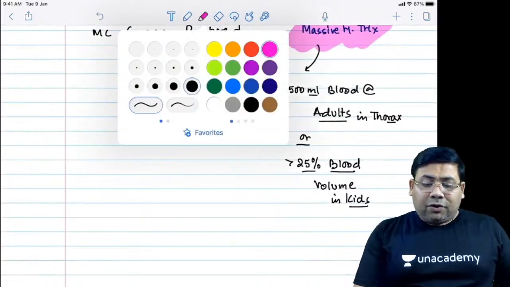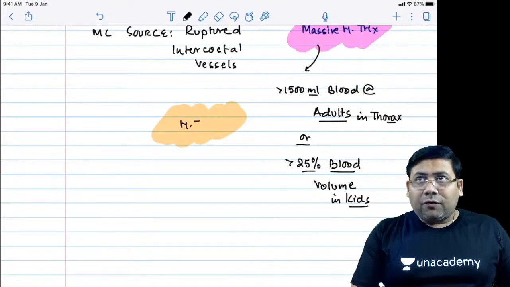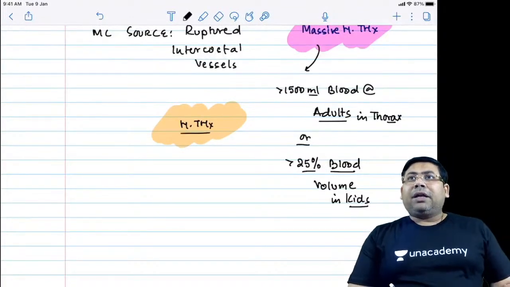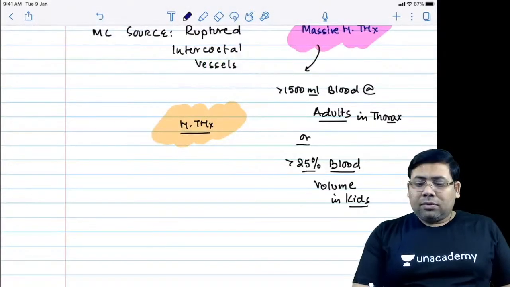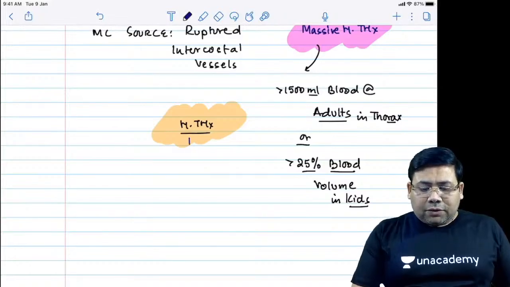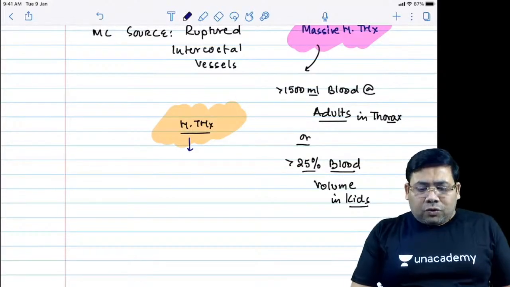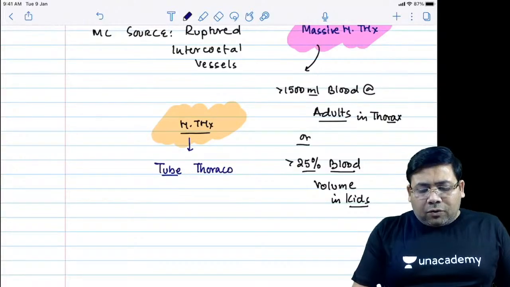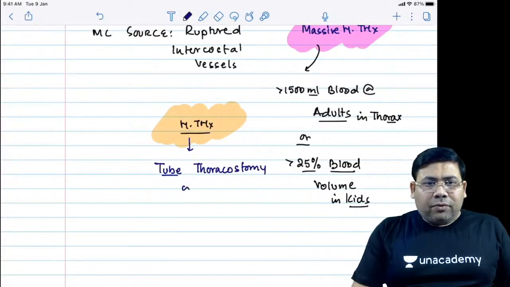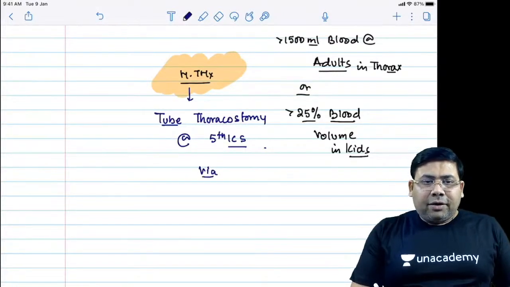Now what is the management of hemothorax? Be it hemothorax, be it pneumothorax, what is the classical management? You will have to evacuate it out. So tube thoracostomy, and this is to be done at what? At 5th intercostal space, via the triangle of what?